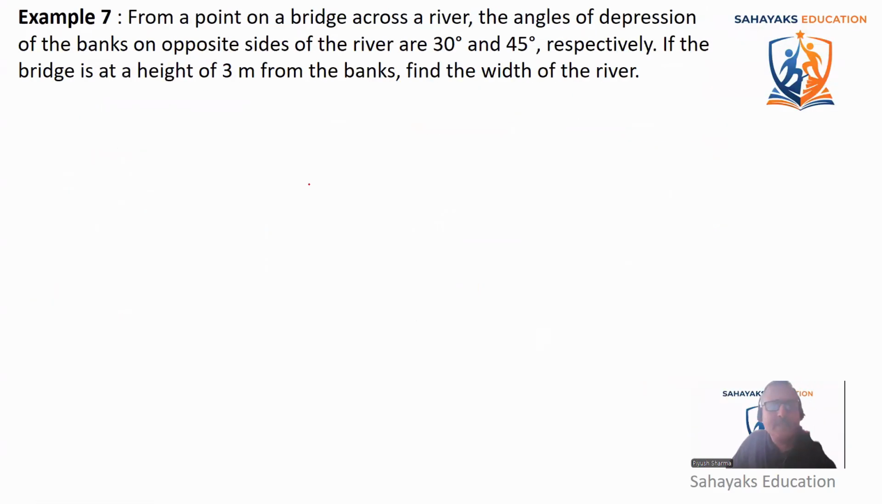So coming to the next question, it says that from a point on the bridge across a river, the angles of depression of the banks on opposite sides of the river are 30 degree and 45 degree respectively. If the bridge is at a height of 3 meters from the banks, find the width of the river. Okay. So this is a little different question.